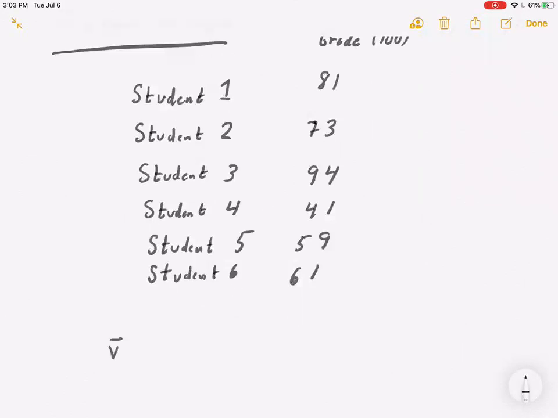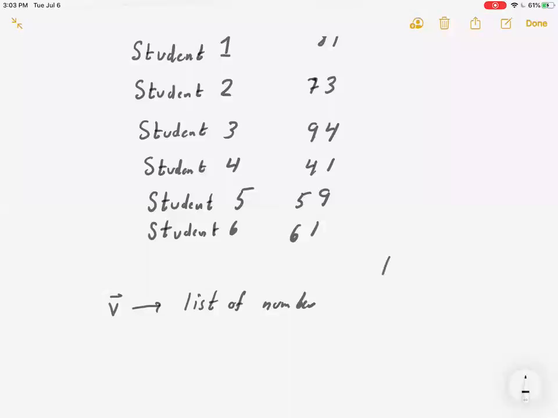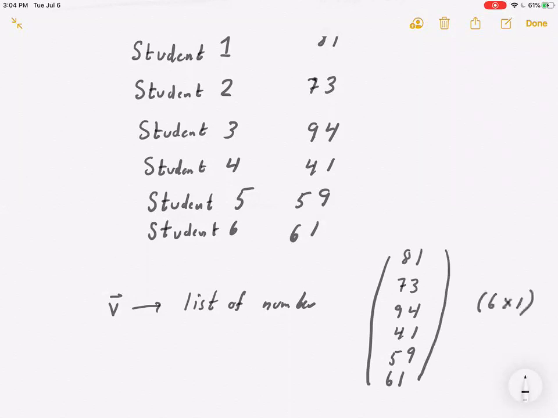Well, here I can define a vector V, which is just a list of numbers. And in column representation, I perhaps should stop saying that. I'm always going to write my vectors in column representation in linear algebra. That's the standard way I'm going to start expressing them. I can write this as a list of numbers or as a 6x1 matrix.